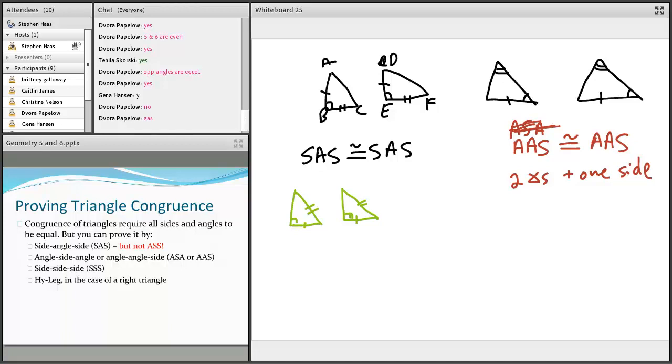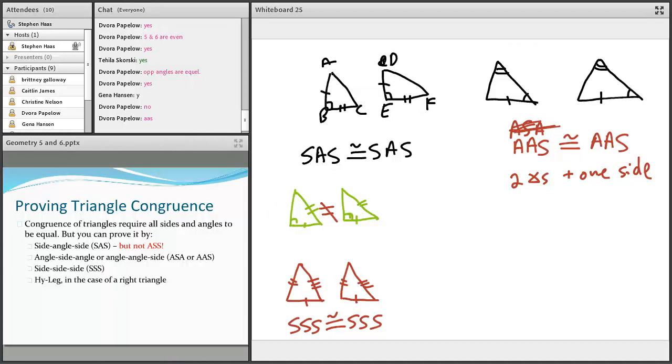The third possibility is if this, of course, does not work. The third possibility is if you prove that all three sides are equal. You prove this side equals this side, and this side equals this side. This is SSS is congruent to SSS.